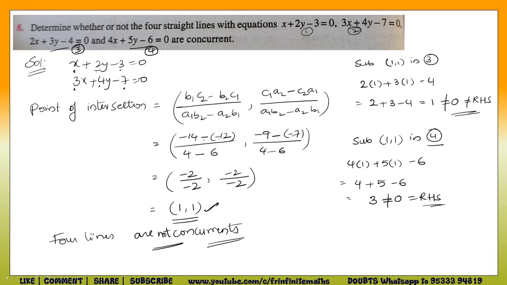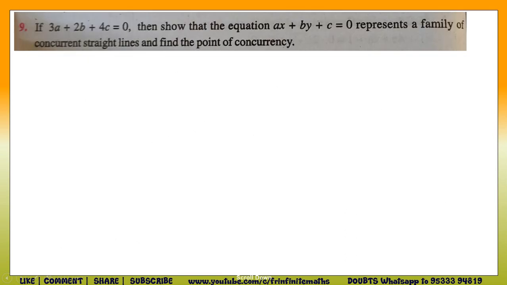So then again you have to do it a second time by taking the combinations. Okay, that takes a little time and space also. So that's why we have gone through this approach, right? Next, moving on to question number 9.